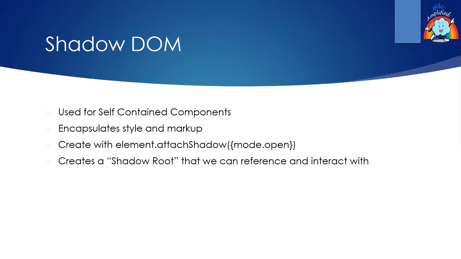So we just need to use dot attach shadow, and we are able to create it. And then we use the mode open so that it is accessible to the browser. And then we create a shadow root that we can reference and interact with. Obviously, it's enough theory to understand.